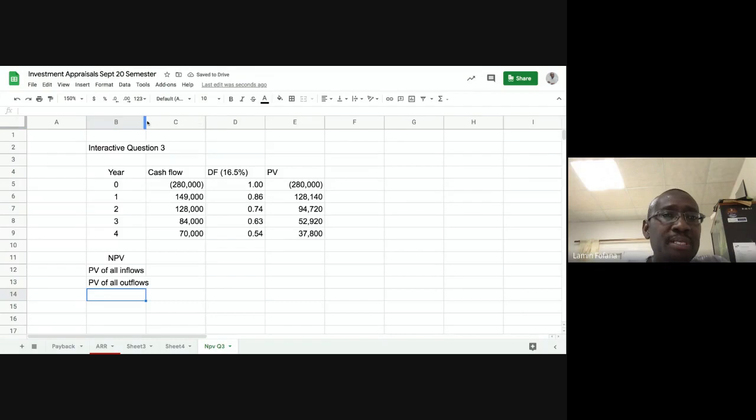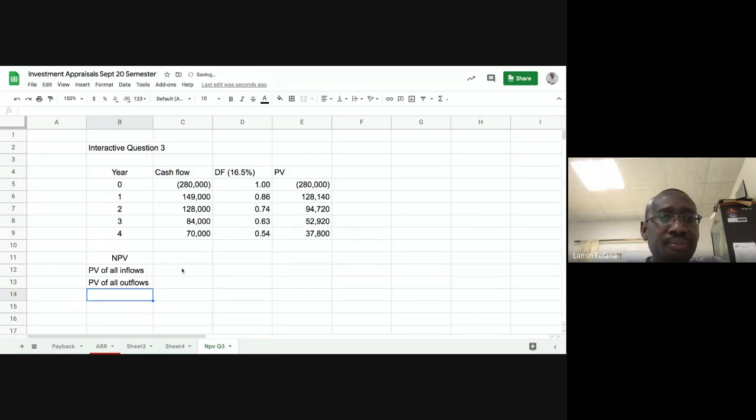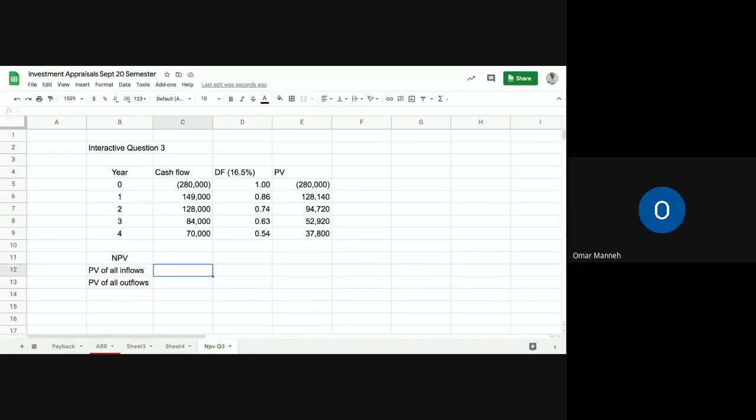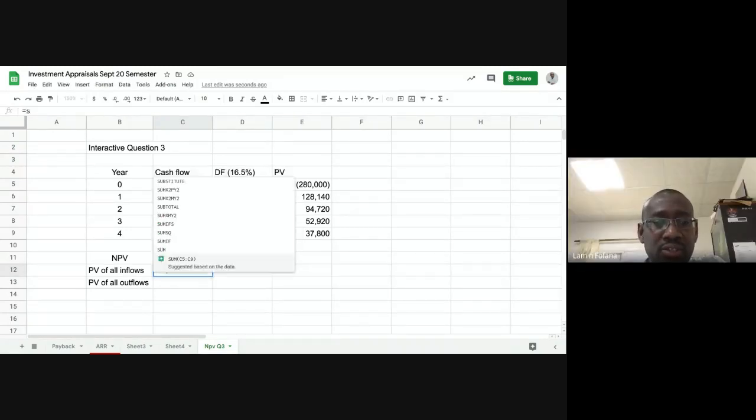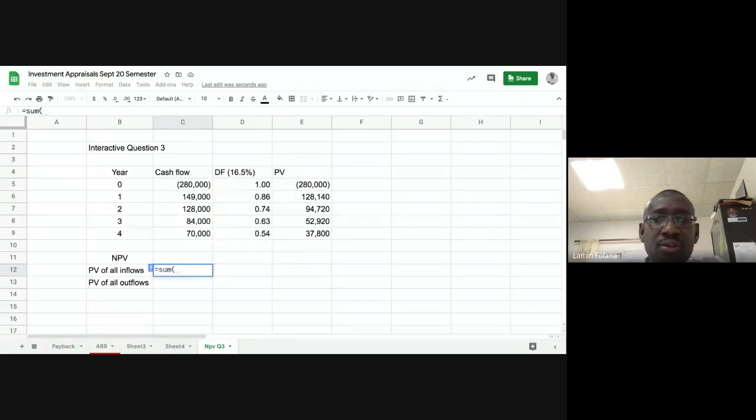So what's the total present value of our inflows? How do we add the total present value of our inflows? Sum of the cash inflows from year 1 to the final year. Okay, so we say equal sum, bracket opens, we click from year 1 to year 4, we close the bracket, that gives us our total.